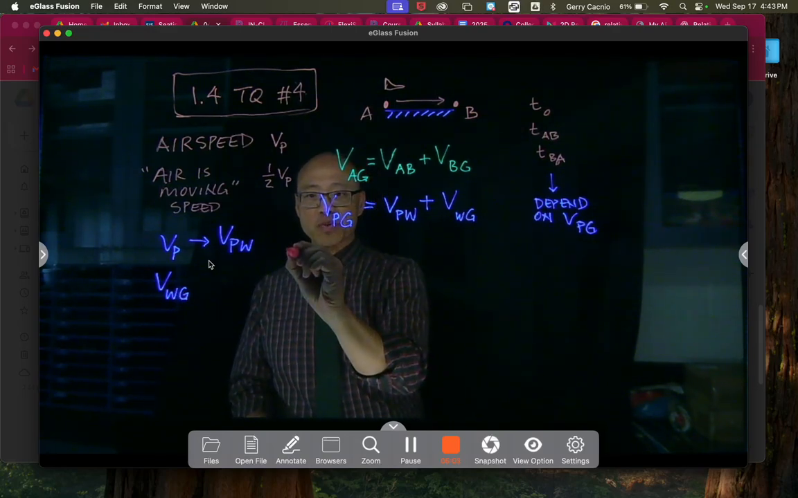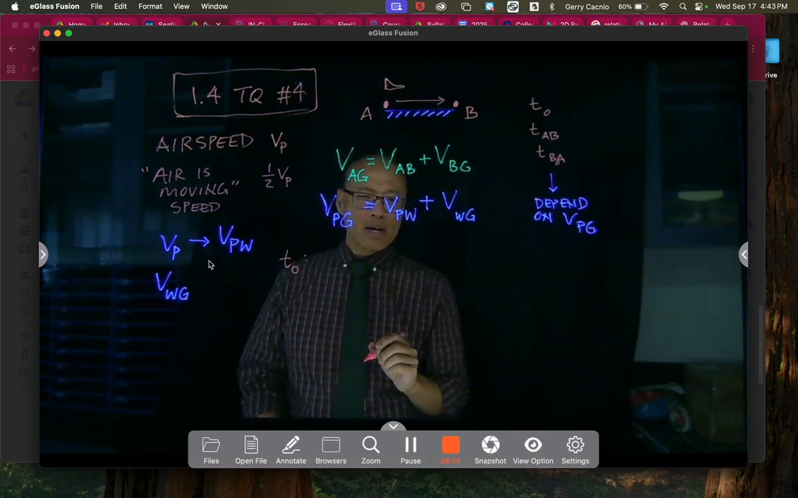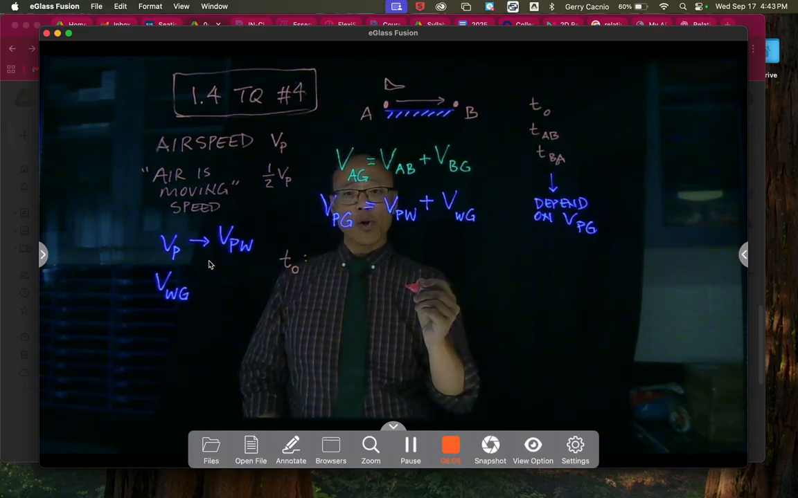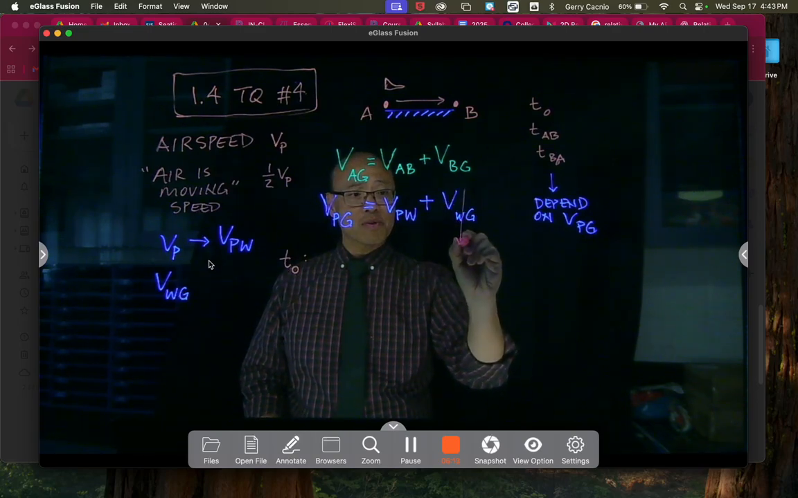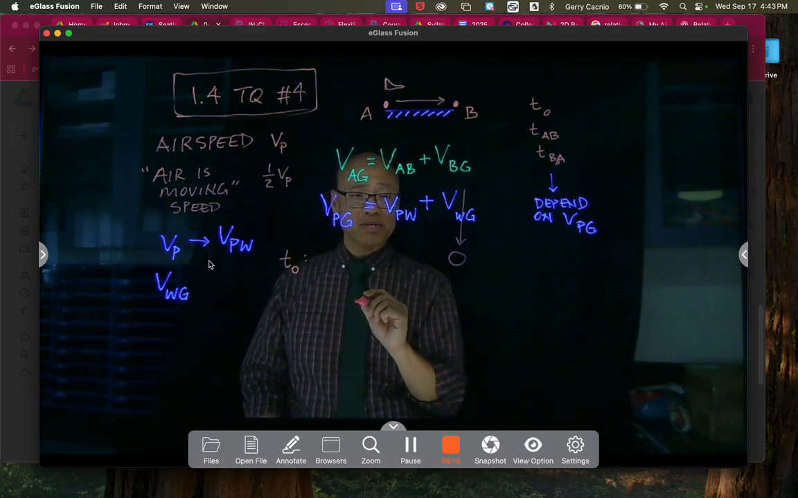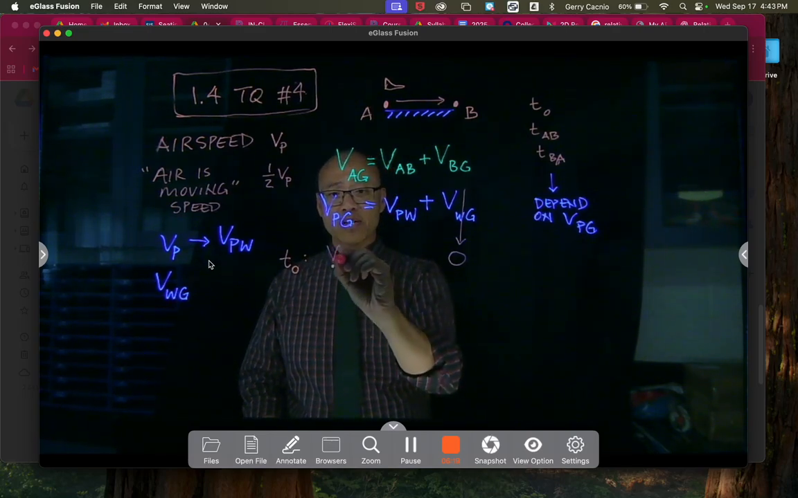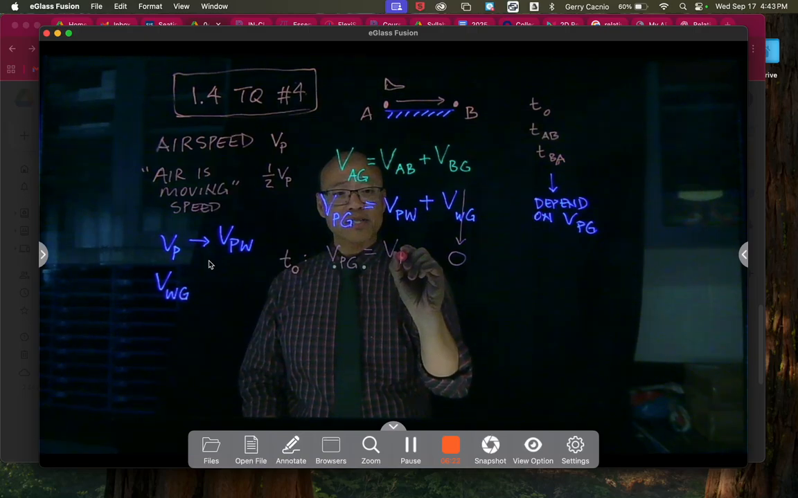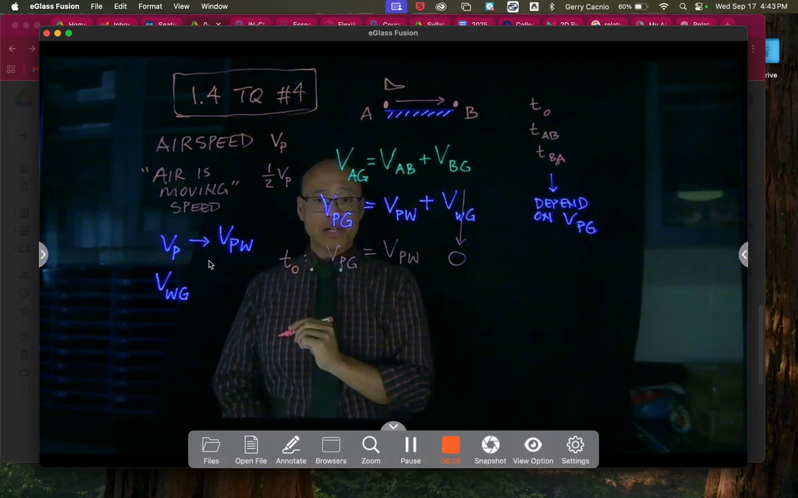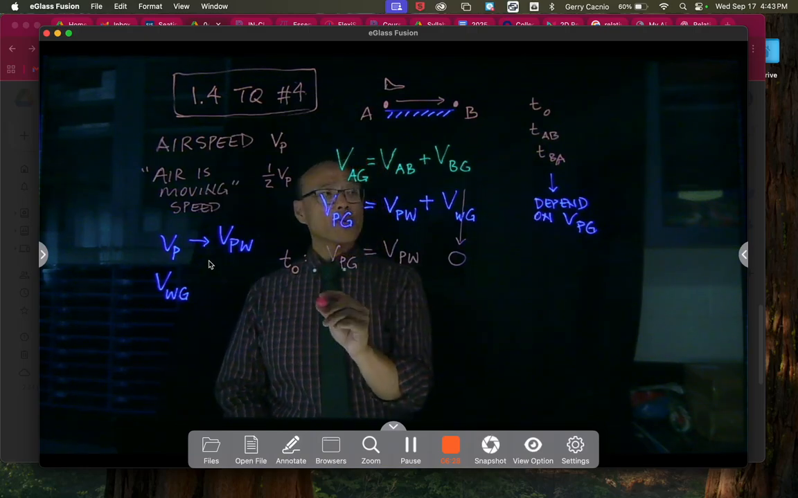And in the situation where it takes me t0 seconds to go from A to B, what do we know? We know that there's no wind blowing. So in that case, the wind relative to the ground is 0. It's not moving, so it's got no velocity relative to the ground. Well, that's easy now, because how fast I'm moving relative to the ground is exactly the same as my airspeed, because the air isn't moving. Okay, what about the next one?